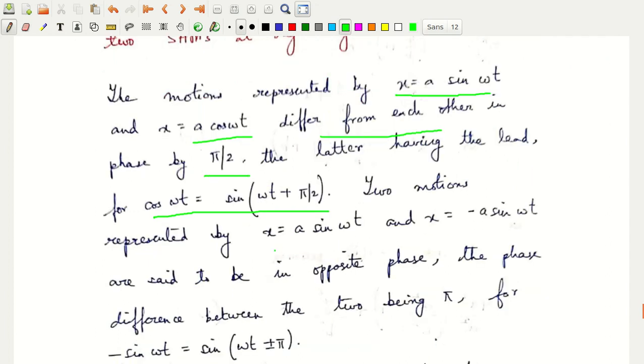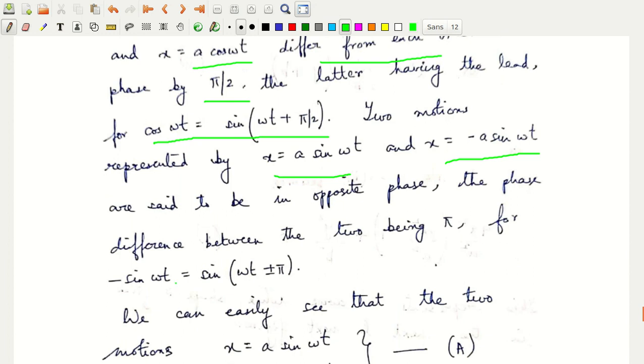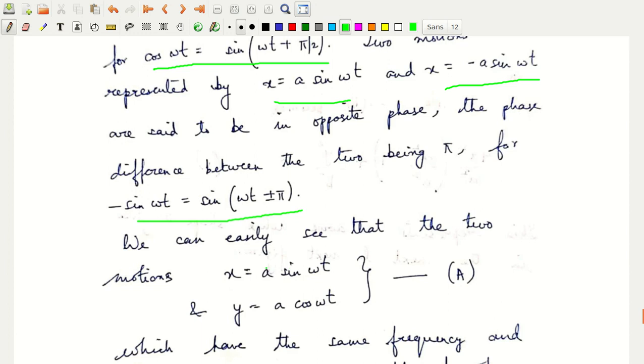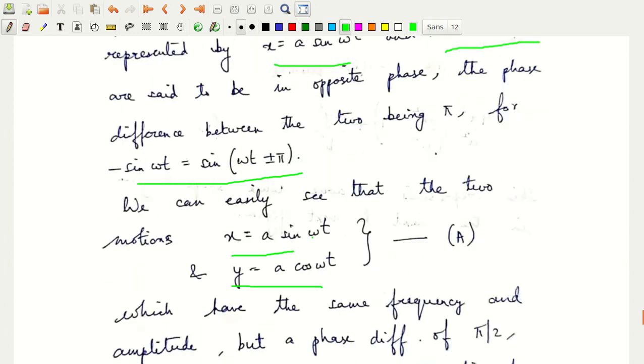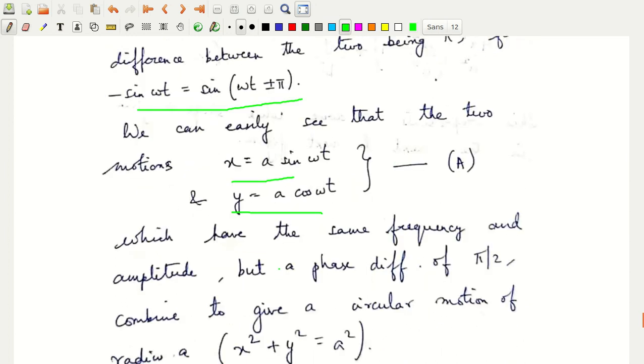And if I take two motions like x equal to a sin omega t and x equal to minus a sin omega t, then they are in opposite phase, because minus sin omega t is equal to sin omega t plus pi. And we can easily see that these two motions, x equal to a sin omega t and y equal to a cos omega t, having the same frequency omega and same amplitude a, but a phase difference of pi by 2, combine to give a circular motion of radius a, because x square plus y square is equal to a square.